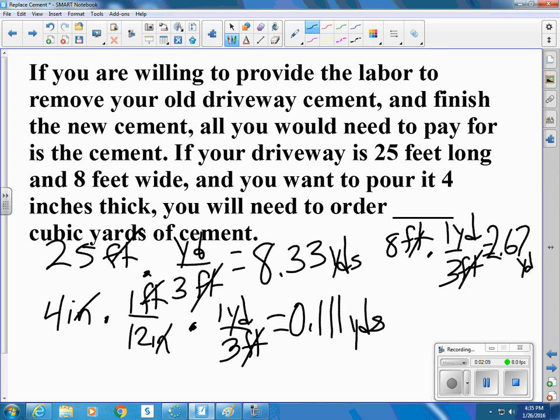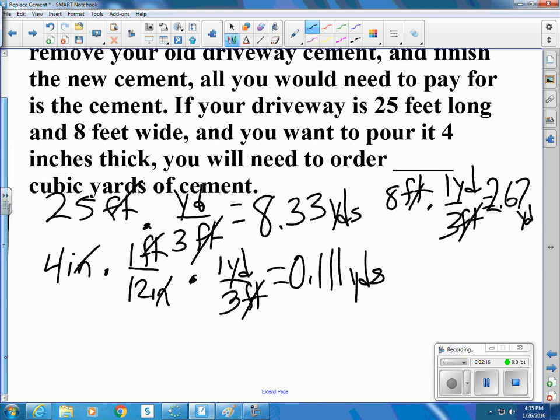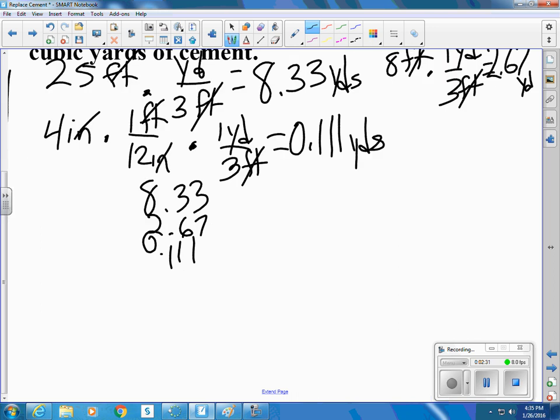So if I multiply all those, I can find out how many cubic yards. 8.33 times 2.67 times 0.111. I'll multiply those 3. That's 2.47, so 2.5 cubic yards of cement is what you might order.